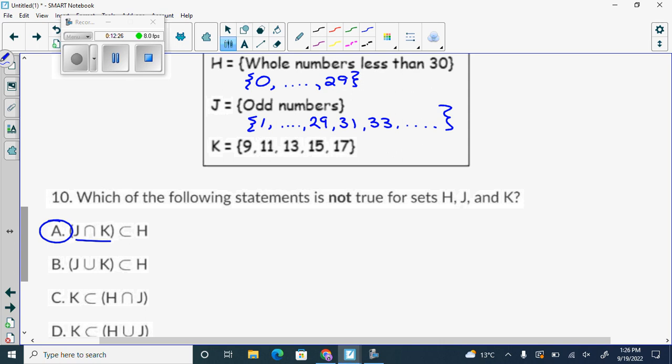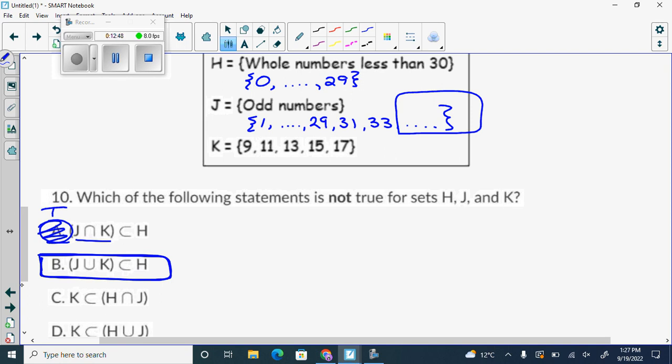Why? Because J keeps going. See how J keeps going? It's actually more numbers than are in H, because it doesn't say that it has to be less than 30. So this one's the false one. I meant this one. What am I doing? This one is true. This one's the answer.